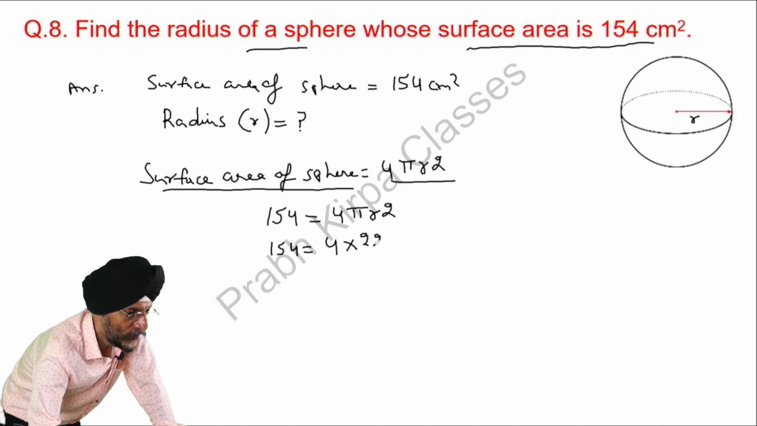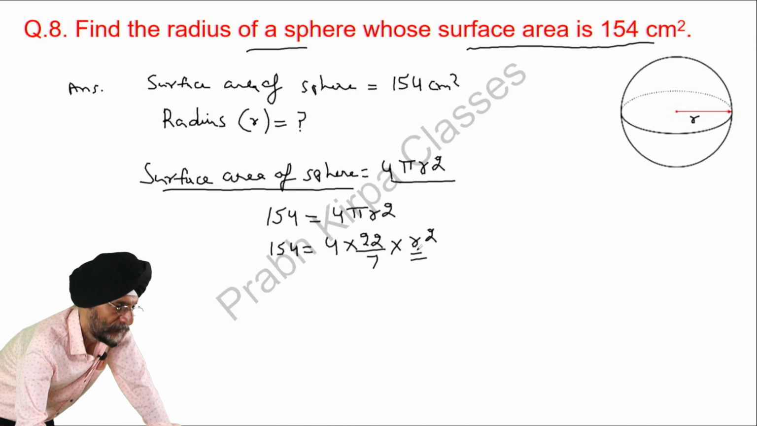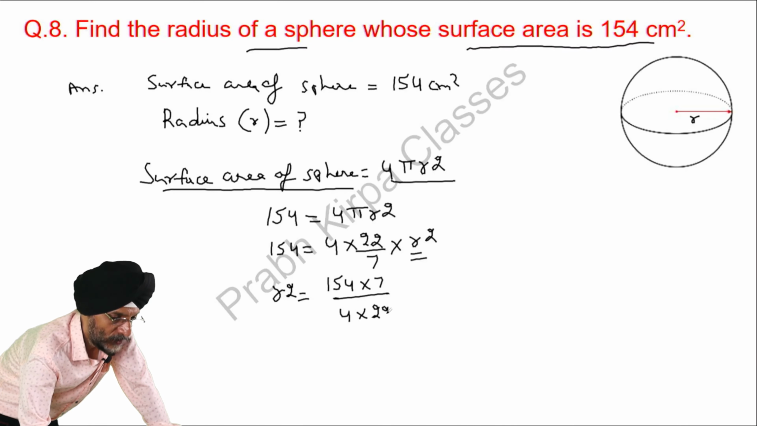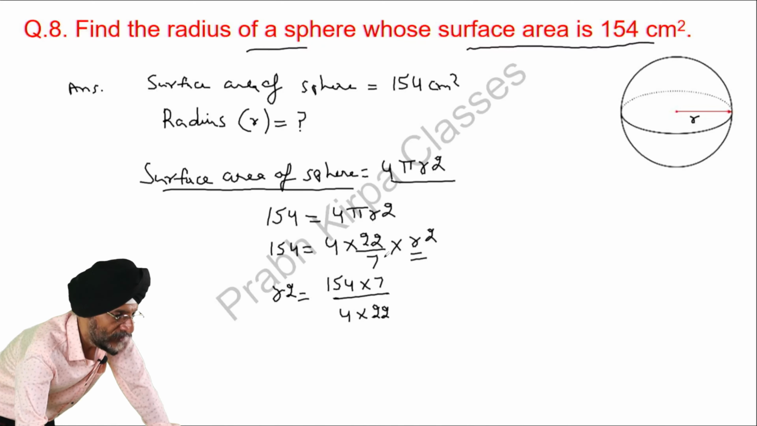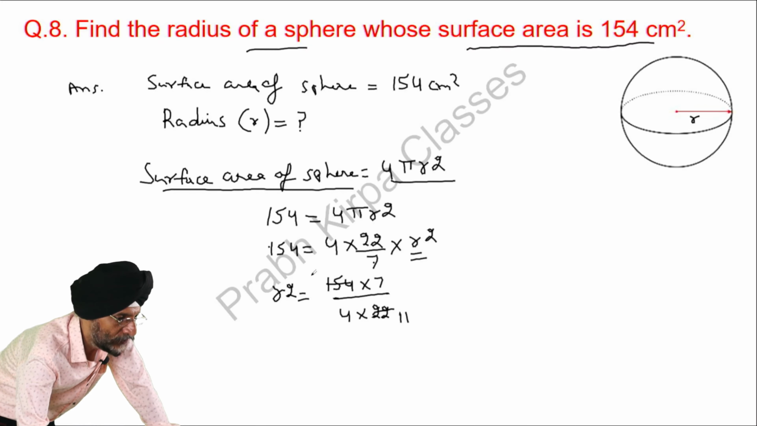Pi means 22 over 7. R square is not known to us because we have to calculate r. In other words, we can say that r square is equal to 154 into 7, 4 into 22, because this item will go to upper side and these items will go to below. Now we will try to solve it. We will divide it by 2, this item by 2.